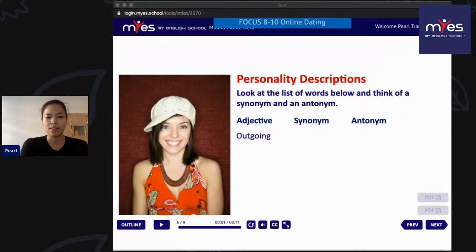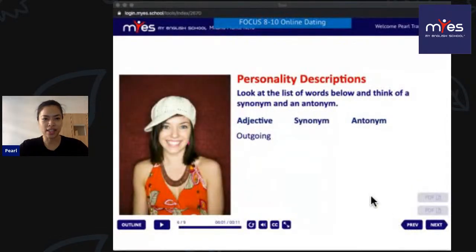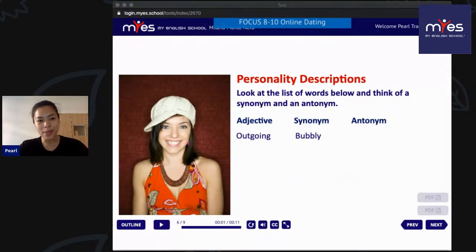This task is impossible. Why? Extrovert. Yeah, Julia, that's a really good one. That's the one I was thinking about. An extrovert is a noun, right? I'm an extrovert, extroverted. Bubbly is also a synonym, but extroverted is also a synonym of outgoing.